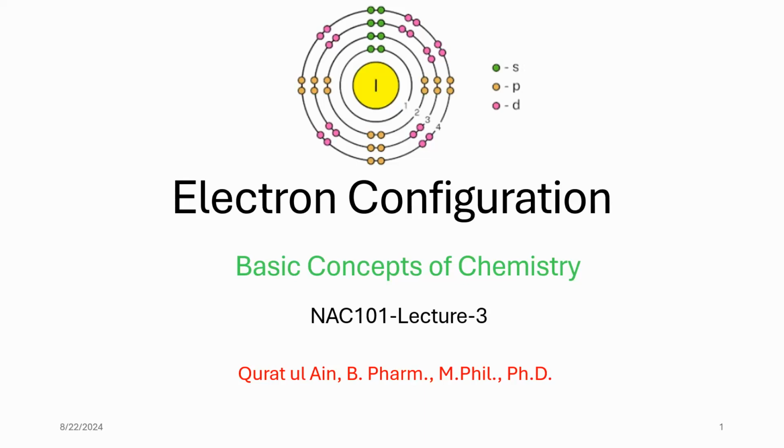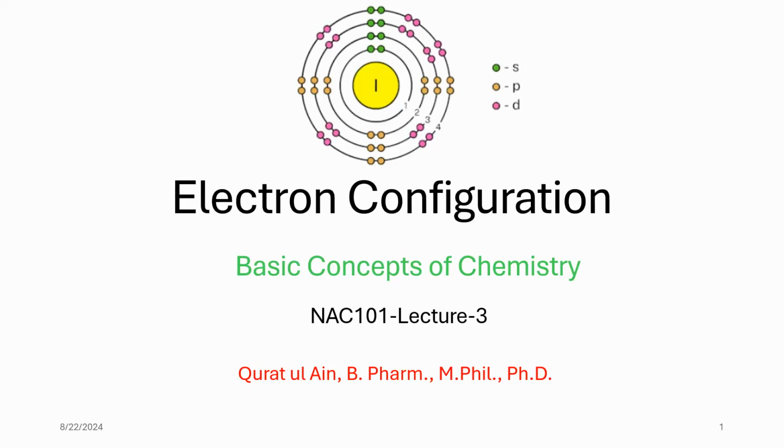So today we are going to discuss the electronic configuration. This is my third lecture in our general science series, and it is part of my general science class on the basic concept of chemistry. In this part of the course we are discussing very simple and basic concepts of chemistry. In today's lecture, we are going to discuss the electronic configuration.